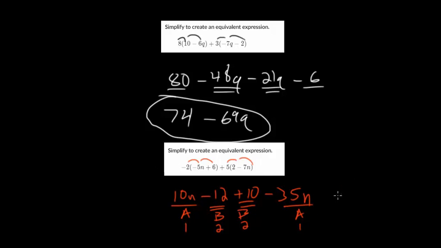So when distributing, we got this expression, and now combining the n's, 10n minus 35n would be minus 25n, and minus 12 plus 10 would be minus 2. So minus 25n minus 2.